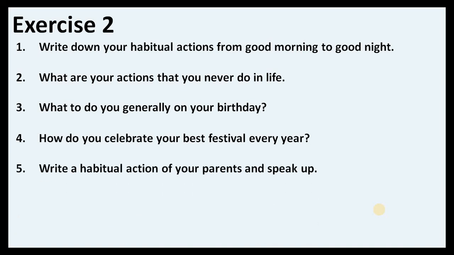Another one: write a habitual action of your parents and speak out. Generally what happens, we can speak correct sentences with I, we, you, they, but when it comes to third person singular, he, she, it, we have to use the V5 form in the positive sense. That's why most people commit mistakes. Yes, I have noticed this one. That's why you need to take this challenge for third person singular.